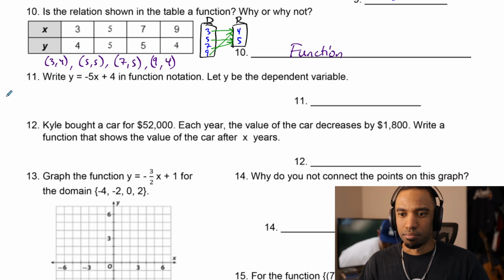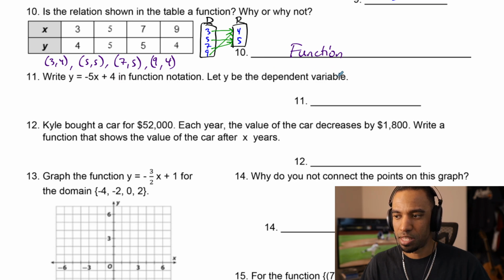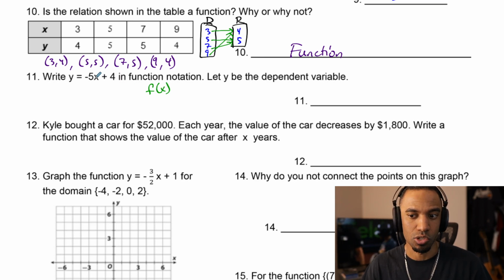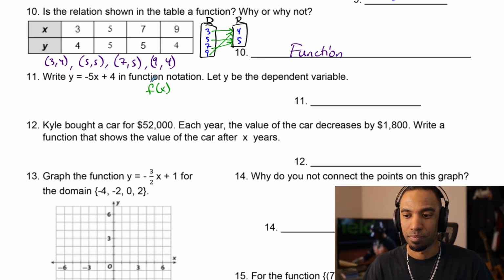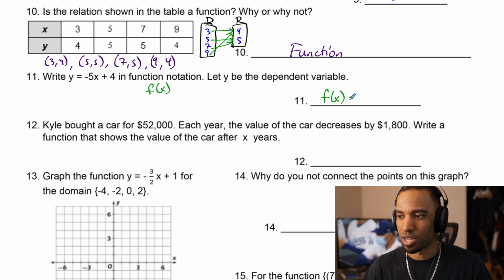Right, number 11. Write y equals negative 5x plus 4 in function notation. Let y be the dependent variable. Function notation means some sort of f of x right here. And I specifically want to use x because x is right there. You can use f of x, g of x, who cares? We're going to use f of x a whole lot. So all you have to write is f of x equals negative 5x plus 4. Not much more to say on that.